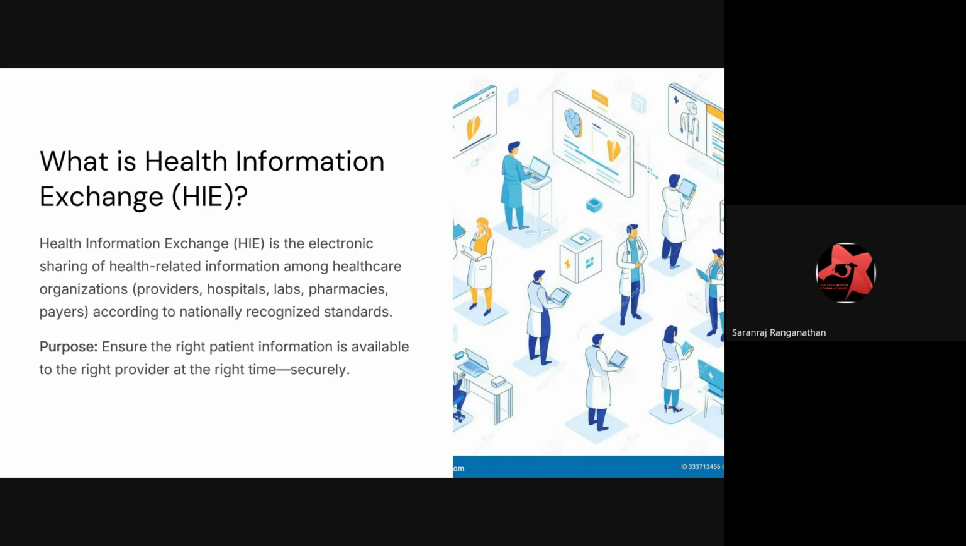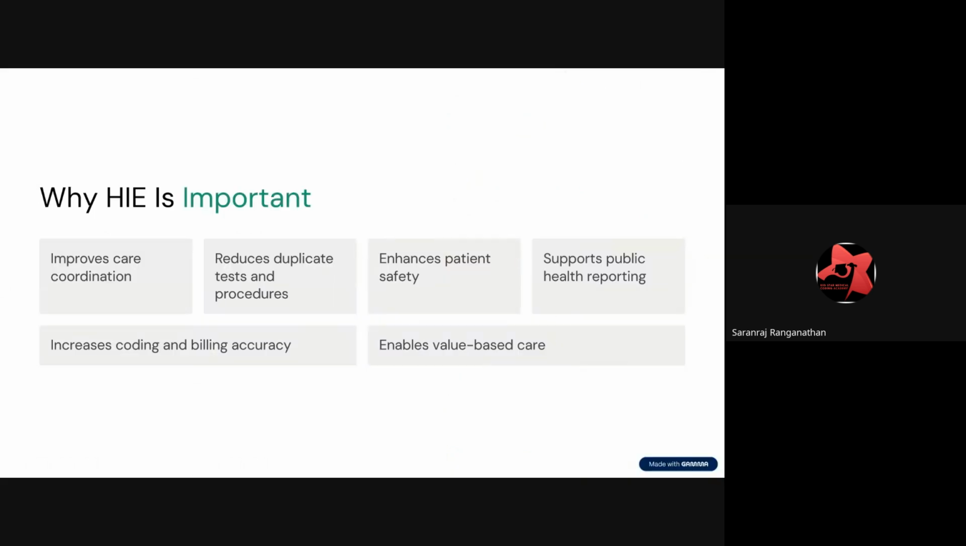So why is HIE important? It improves care coordination, reduces duplicate tests and procedures, enhances patient safety, supports public health reporting, increases coding and billing accuracy, and enables value-based care, which is like the more you pay, the more care you receive. Improving care coordination means we can coordinate from the pathology department to the surgery department to the radiology department, so you will have that correlation.